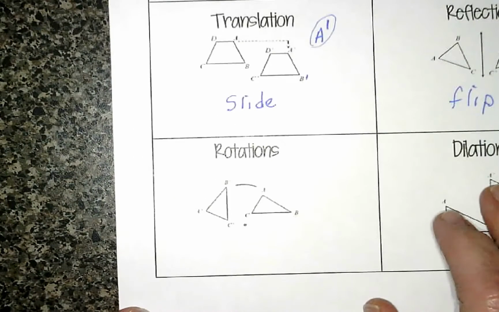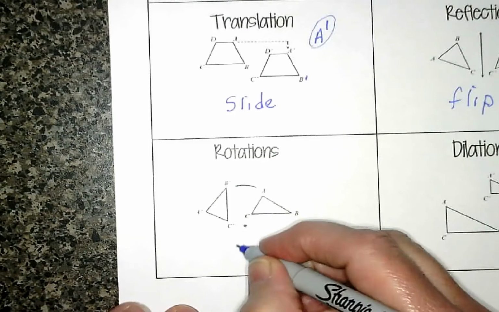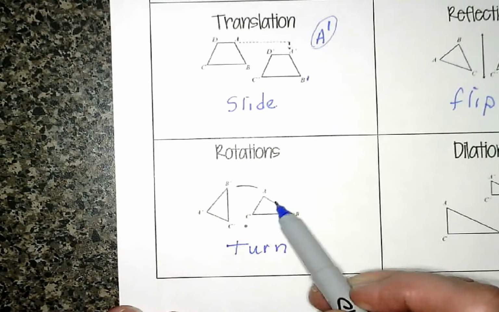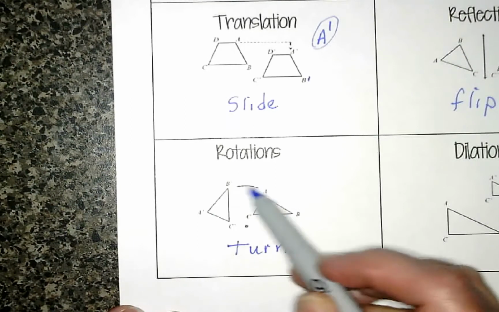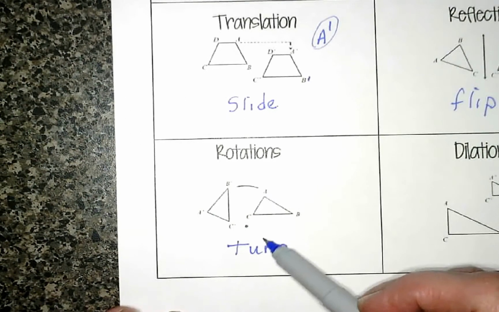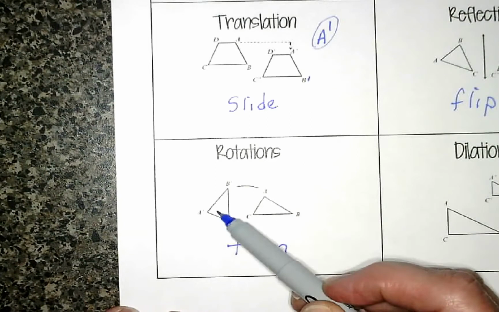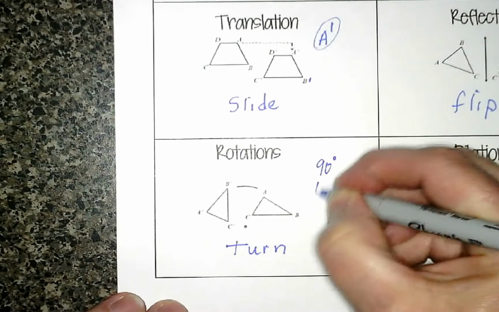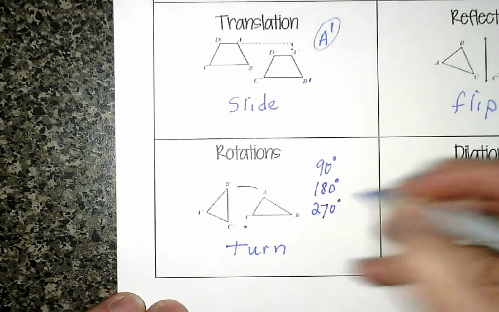Rotations is just what it sounds like. Okay, we're going to take a shape, in this case A, B, C, D, and we're going to rotate or turn that shape a certain direction, like counterclockwise or clockwise, and we're going to move it a certain number of degrees. The major ones are usually 90 degrees, 180 degrees, and 270 degrees.